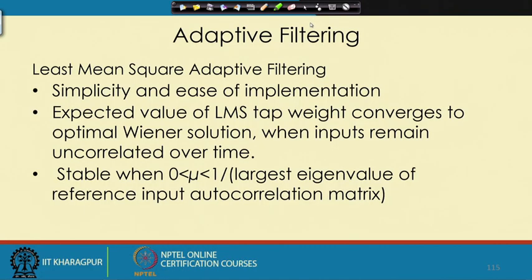So, we need to choose mu very carefully, and in practice, as you may not be able to compute the eigenvalues, usually it is taken as a very small value, and we try to keep it small, so that the stability does not come under any question.